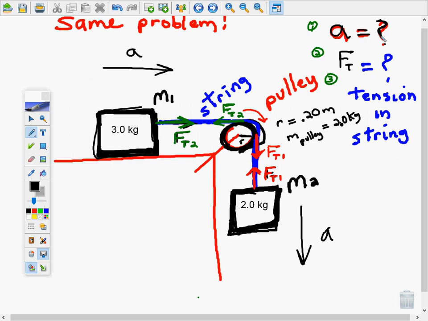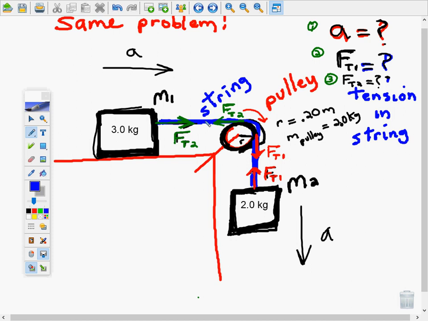Another question is, what is the tension in this rope on this side over here? FT1. But now there's also a third unknown, FT2. How much is the tension up here, in the string that's up top here?